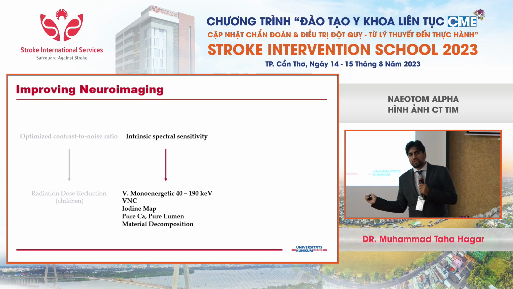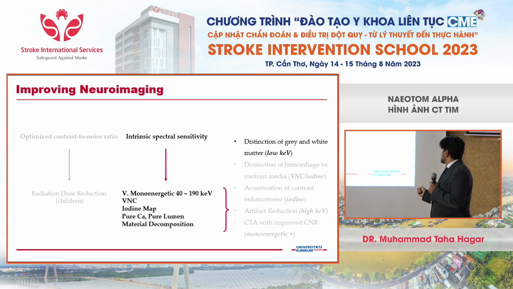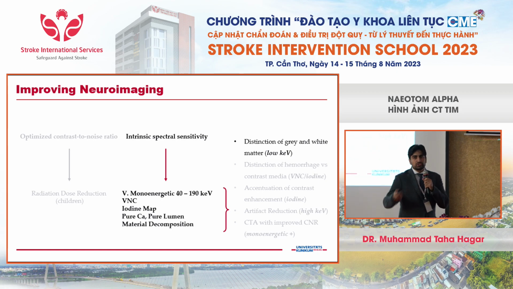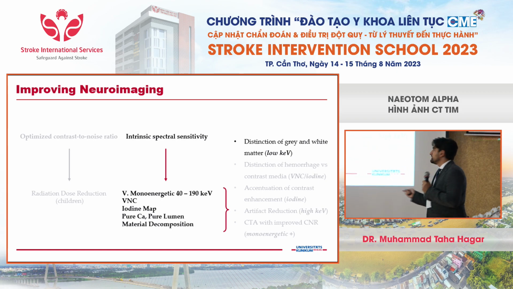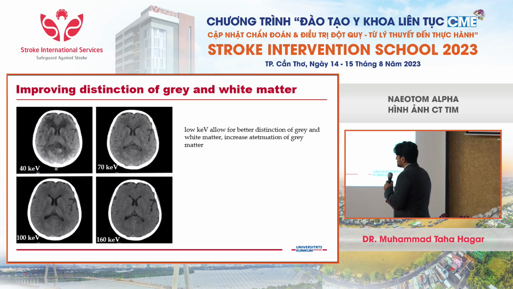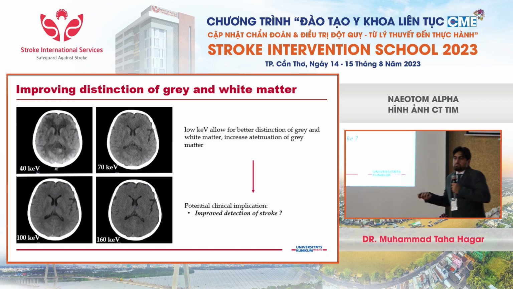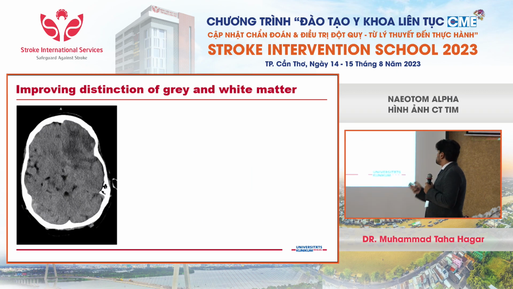And here one potential benefit, I think, is the distinction of the gray and white matter interface by reconstructing images at low keV. This is for the same patient, where we have the image at 160 keV, where it's difficult to distinguish the gray and white matter, and here at 40 keV you can beautifully see the basal ganglia. For example, this could benefit the non-invasive early detection of stroke, I assume.